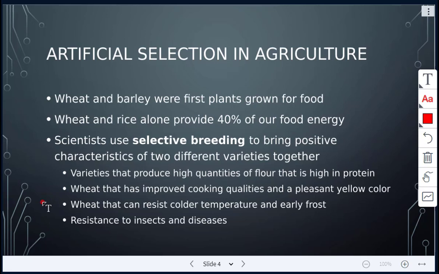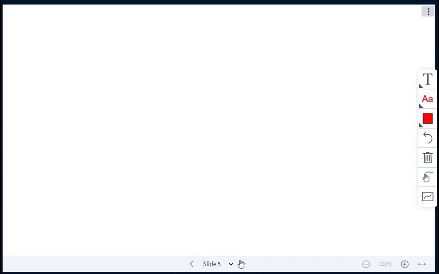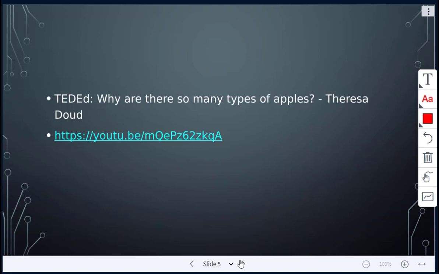Wheat that is resistant to, for example, colder temperatures and early frost, and therefore farmers can grow it over a longer period of time. And having resistance to insects and diseases would also be a good characteristic to have as well. Why are there so many types of apples? This video goes into how artificial selection is used to make so many new kinds of apples.